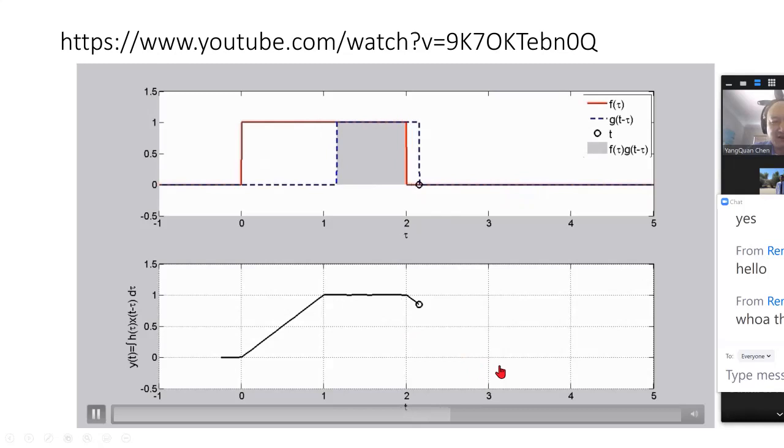Going down, down, down until 3. So you can see one signal support is 2, another signal support is 1. So together the support will be 1 plus 2, 2 plus 1 is 3. So after that, they will be totally separate, no intersections, everything will be 0. That makes sense?